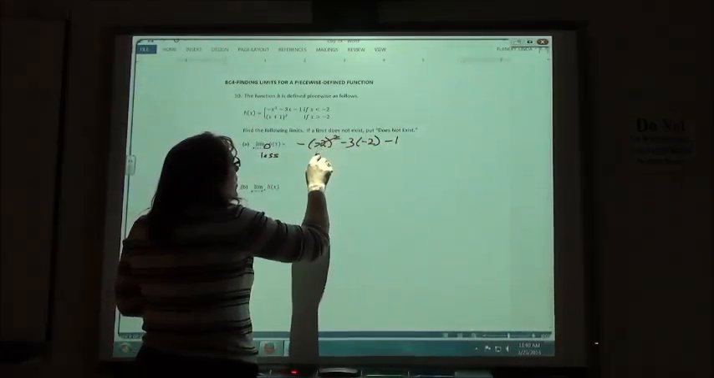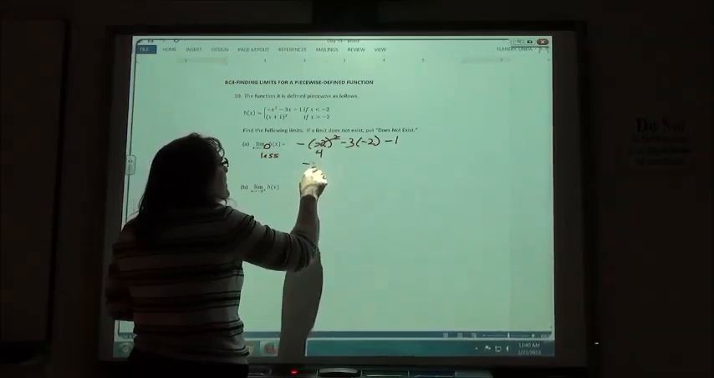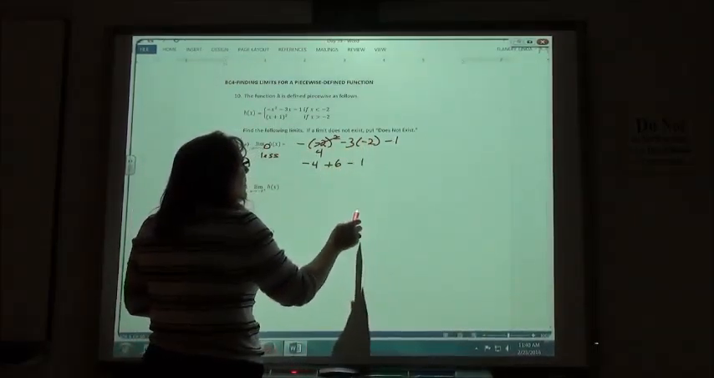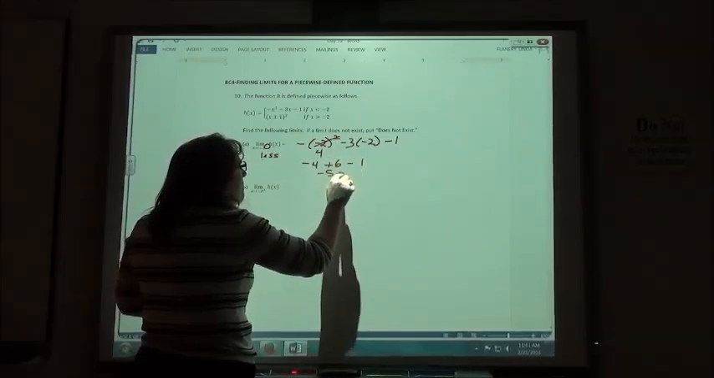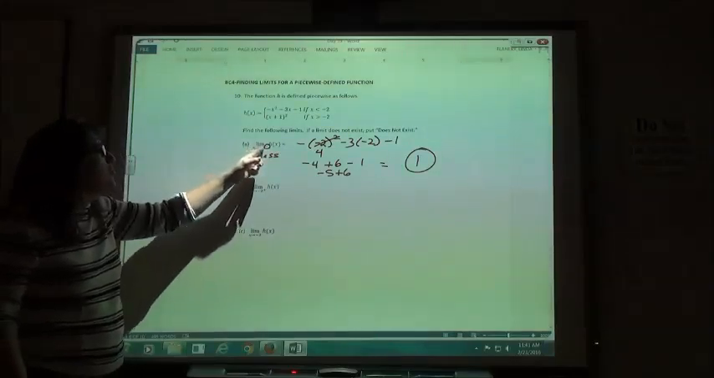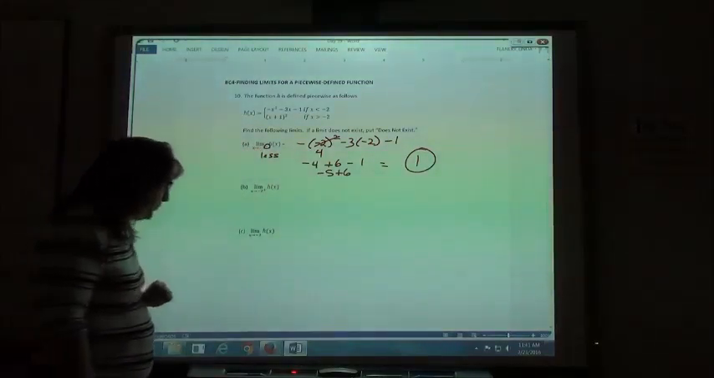So -2 squared would be 4. It has the minus sign in front, so -4 plus 6 minus 1. That would be minus 5 plus 6, which gives me 1 as I approach from the negative direction.